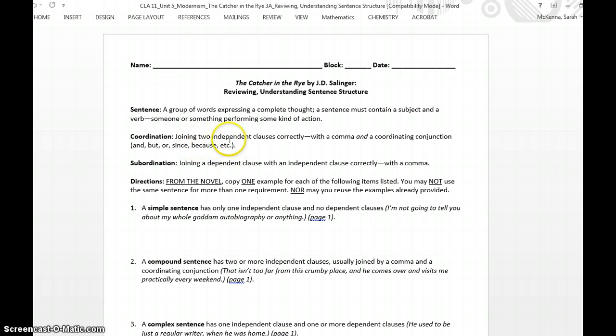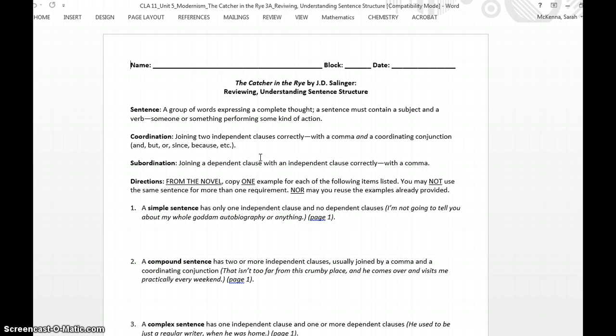Coordination is when you're joining two independent clauses correctly. This is with a comma and a coordinating conjunction. Some examples of coordinating conjunctions are and, but, or, since, because, and there are many, many more, but those are just a few. And then finally, subordination, which is joining a dependent clause with an independent clause using a comma. This won't have a coordinating conjunction, rather it'll be almost like that little bit of extra information that someone needs to make a sentence complete.